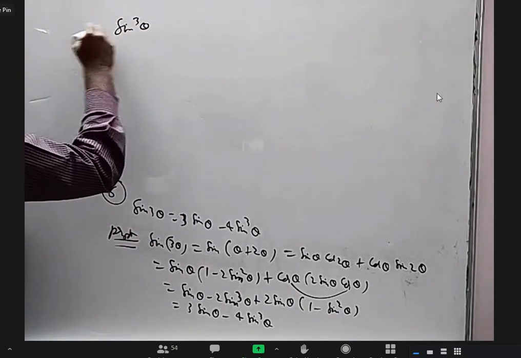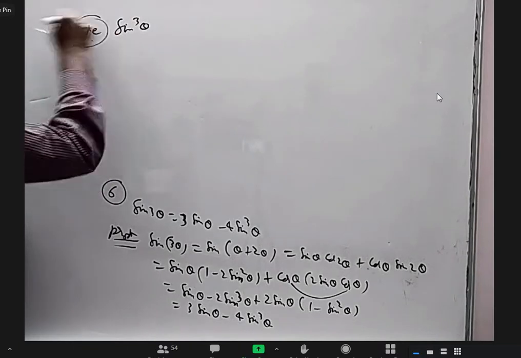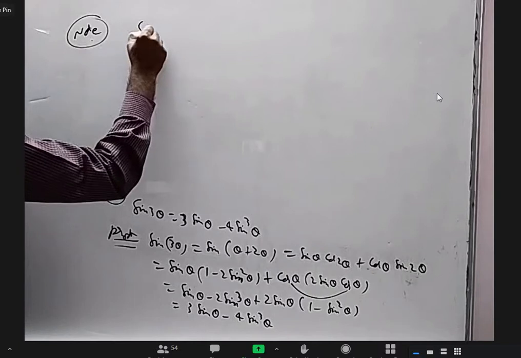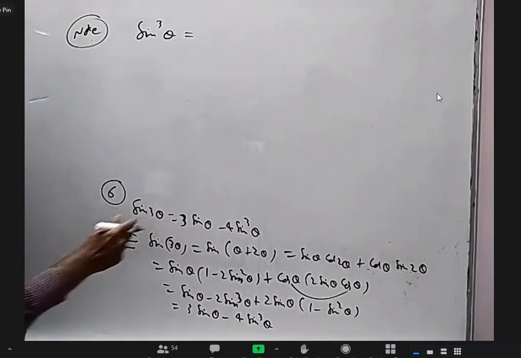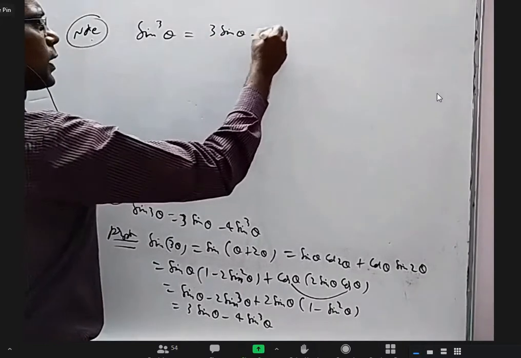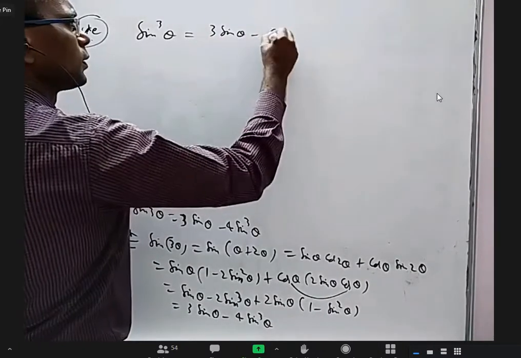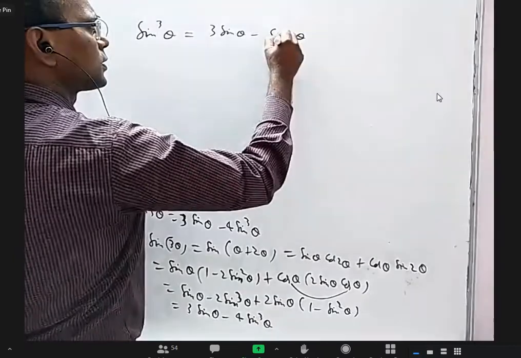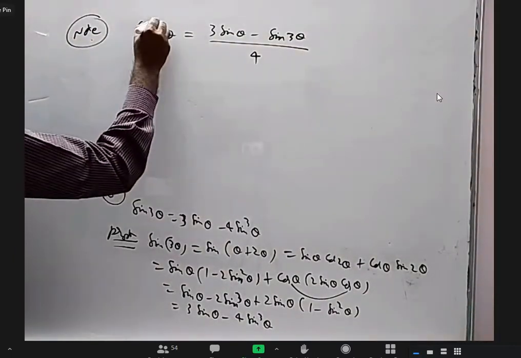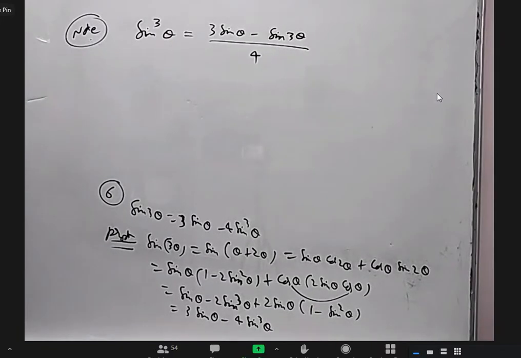I can write it as a note. Sin cube theta is equal to 3 sin theta minus sin 3 theta by 4. Sin cube theta is 3 sin theta minus sin 3 theta by 4.